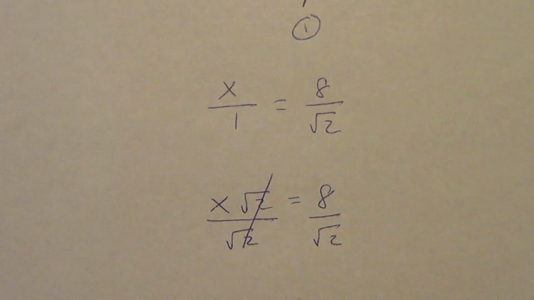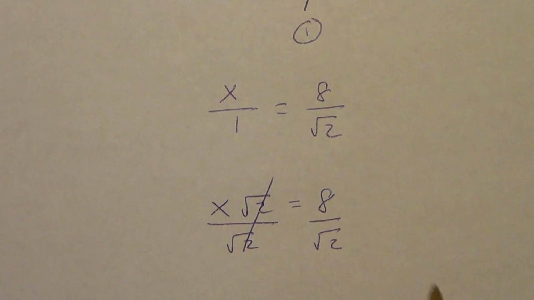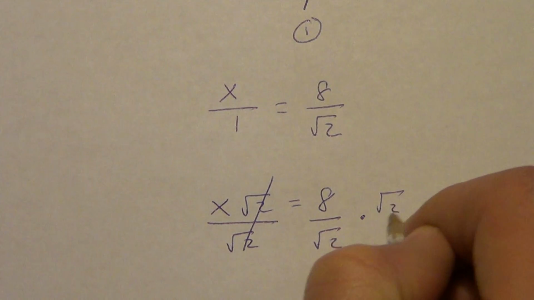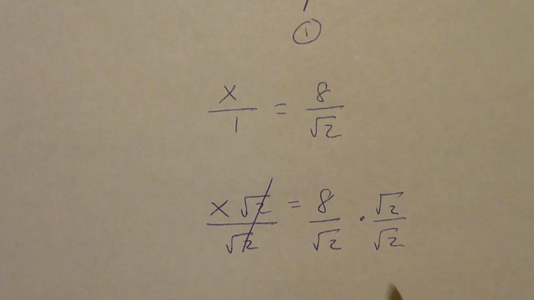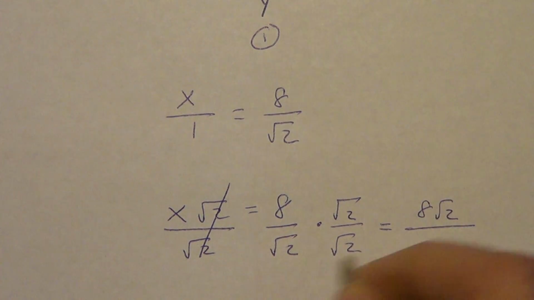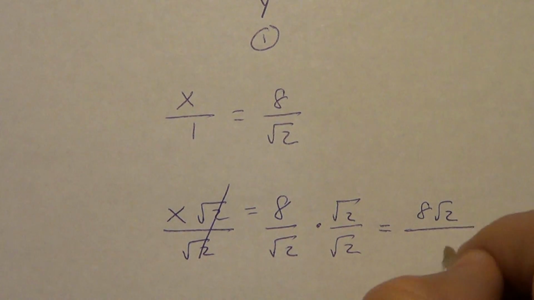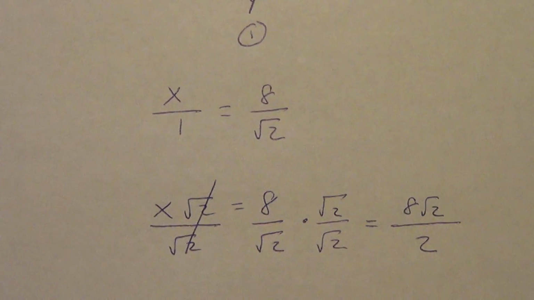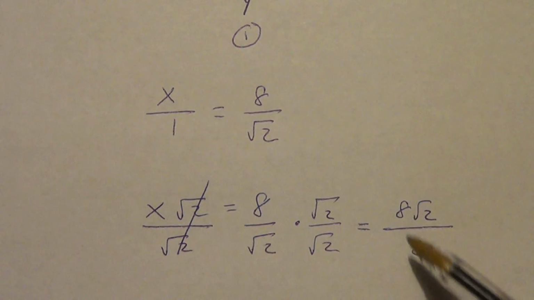So let's take a look at how that works here. I can't leave the root in the denominator, so I'm going to multiply by root 2 over root 2. 8 times root 2 is 8 root 2. Root 2 times root 2 is root 4, but we know the square root of 4 is 2. Now 8 and 2 can be reduced.